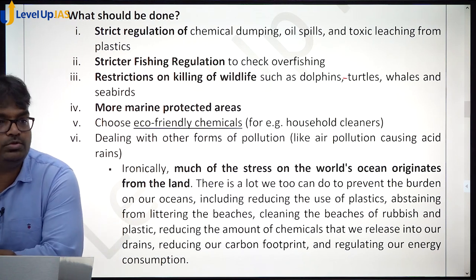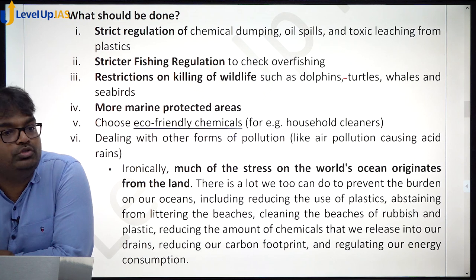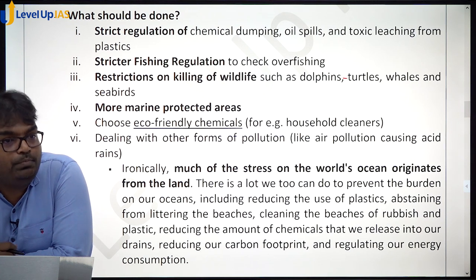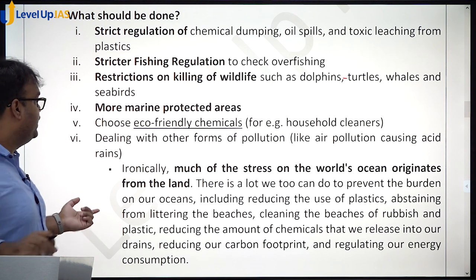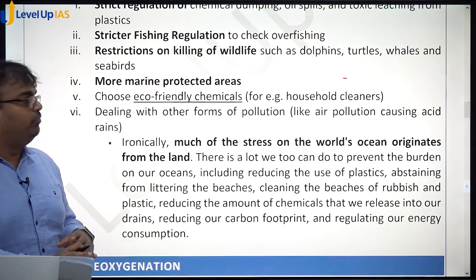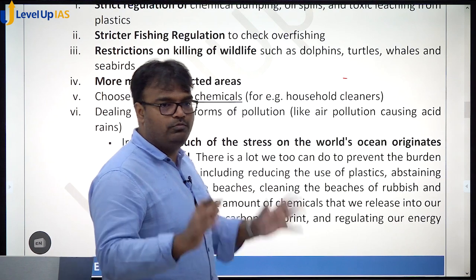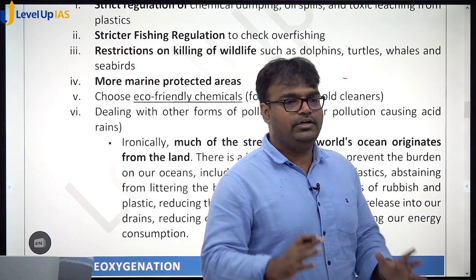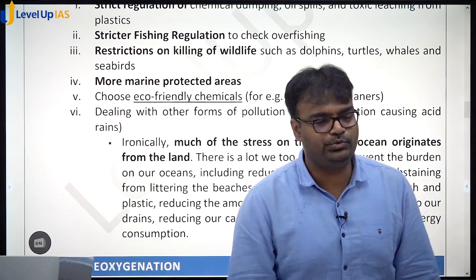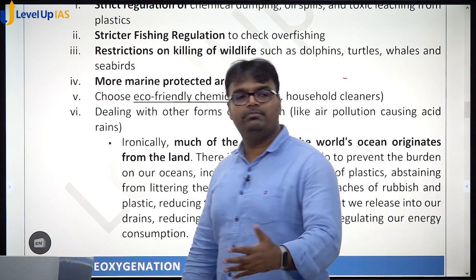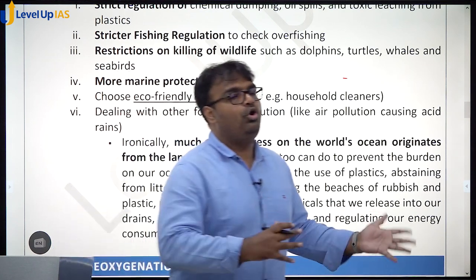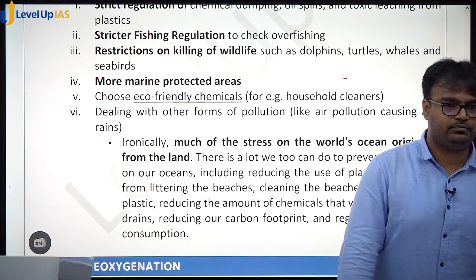We studied this also. We had said that the target was to ensure that 10% of the open oceans become marine protected area by 2020. But this number has remained at about 6.7% or so. Then dealing with other forms of pollution. Please note, air pollution, water pollution, river pollution, all these kinds of pollution are eventually impacting the ocean. So if you have to deal with marine pollution, you will have to fight all other kinds of pollution.